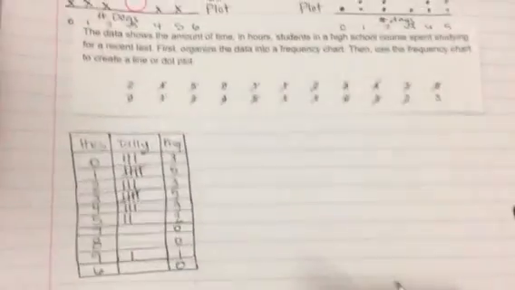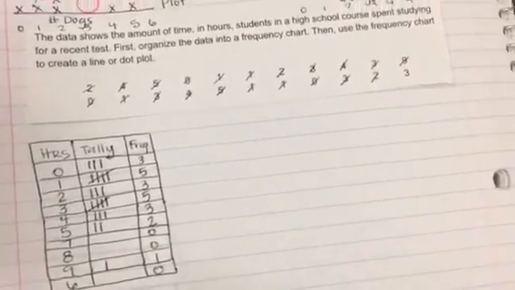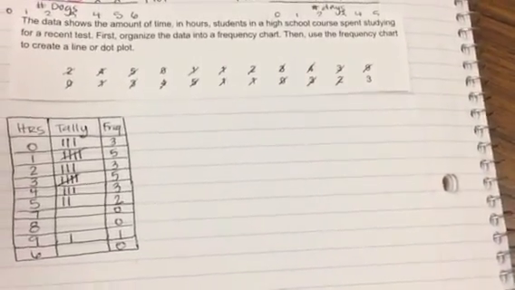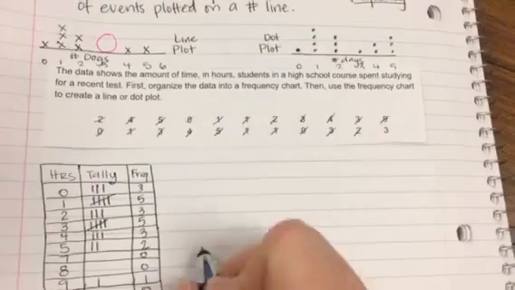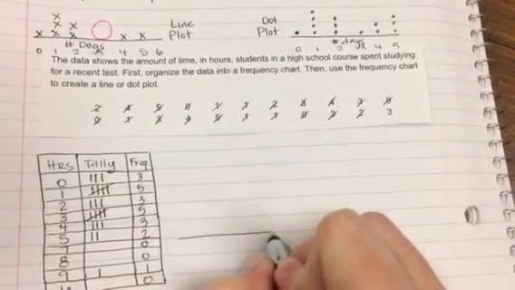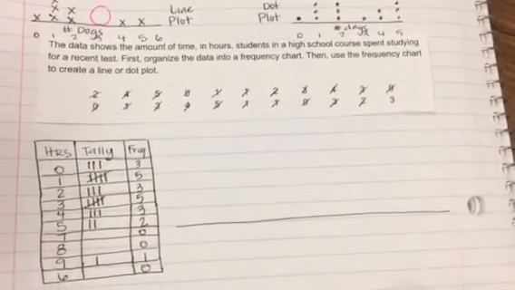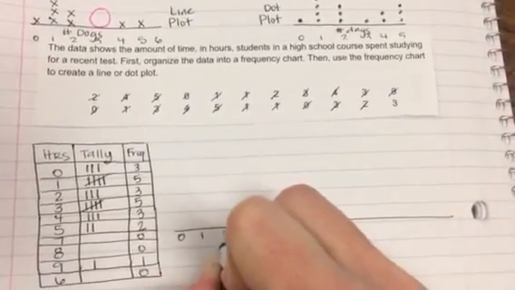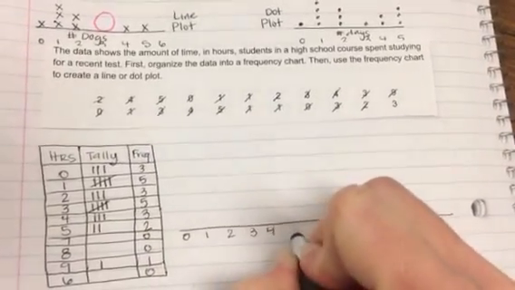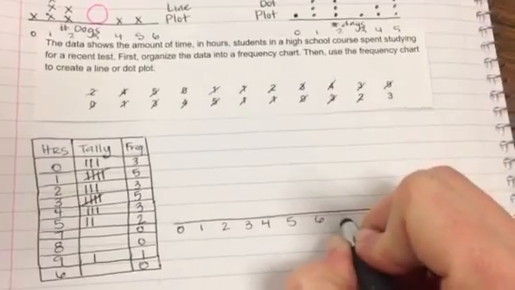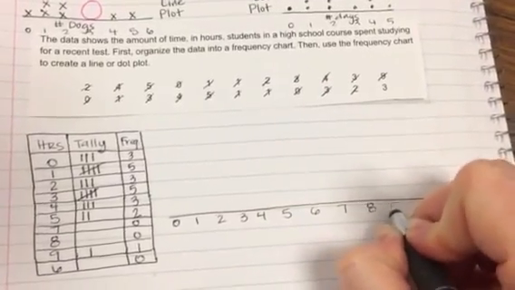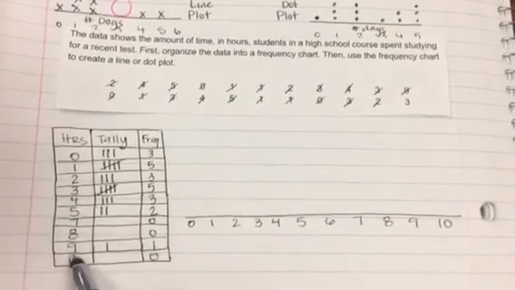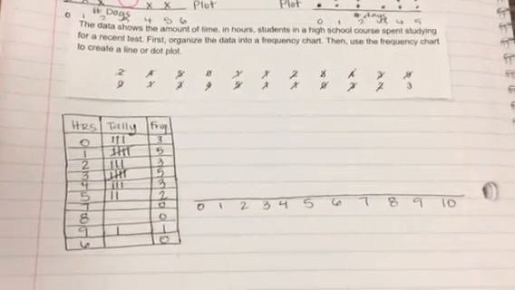So now that I've done this, we're going to build a dot or a line plot, and you can choose. In my notebook, I am going to do a line plot. So we start by drawing a straight line, and we're going to start at 0. And I'm going to go to 10, just for good measure, because I know that my numbers go 0 to 9, but I like to make mine look correct.